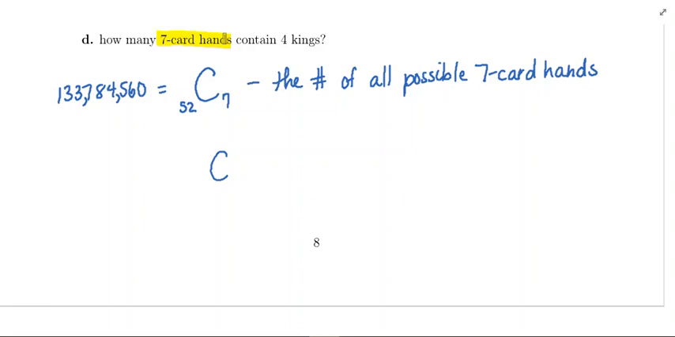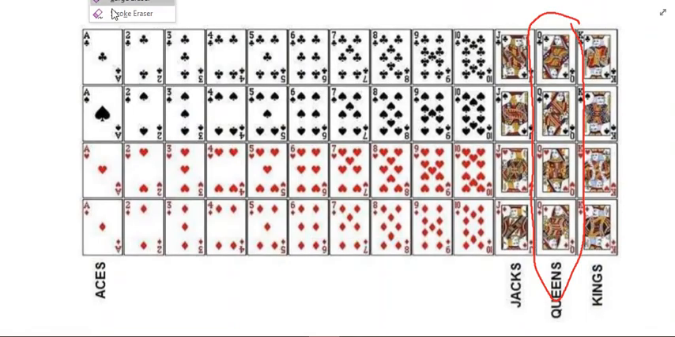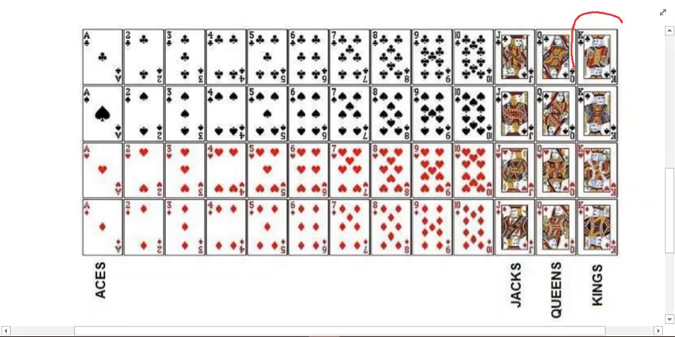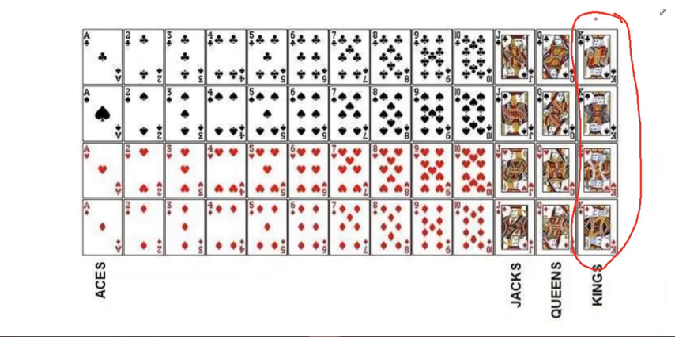This is what we're going to do. We know the restriction here is that we have to have 4 kings. If we look at the deck of cards, we know that the deck has exactly 4 kings. So what this is saying is that in your 7-card hand, it is a requirement that you have all the kings in the deck. That is 4 of the 7 cards. You still have to account for the other 3.